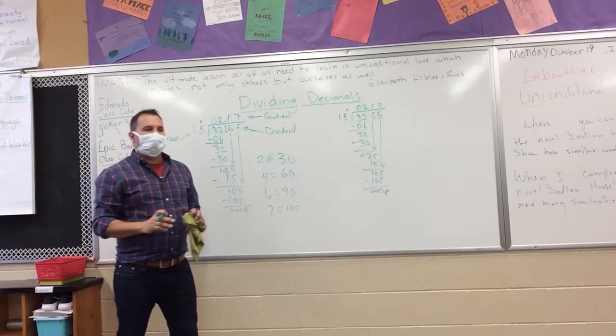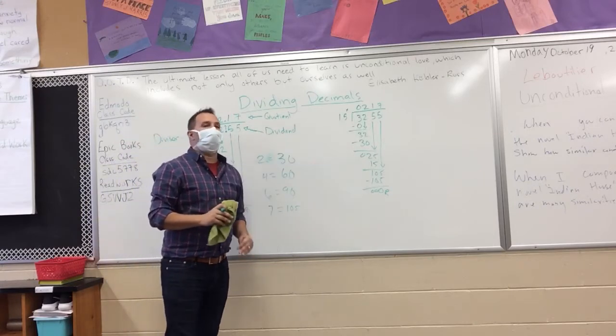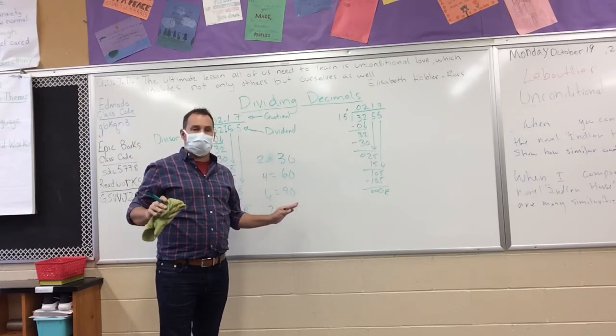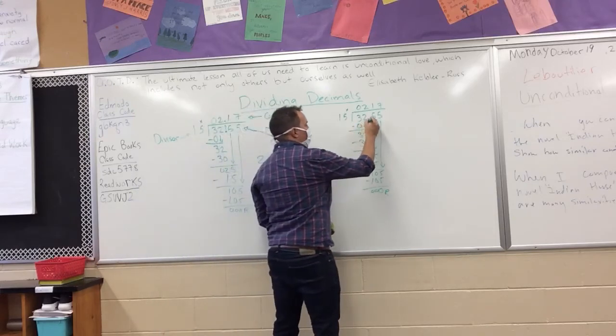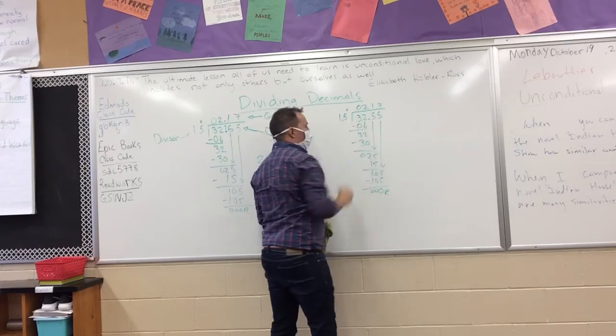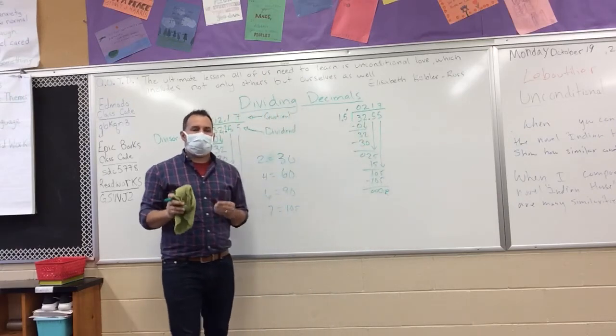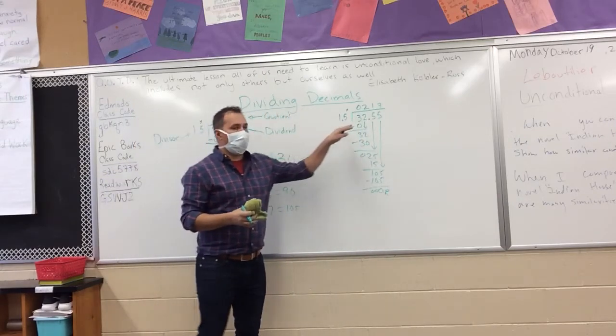Now, whenever we're dividing, that's easy enough for us to do. We just pretend there's no decimals. And then in the end, we go, wait a sec. We know that there still is decimals. Right? So here's the trick when you have decimals in both.